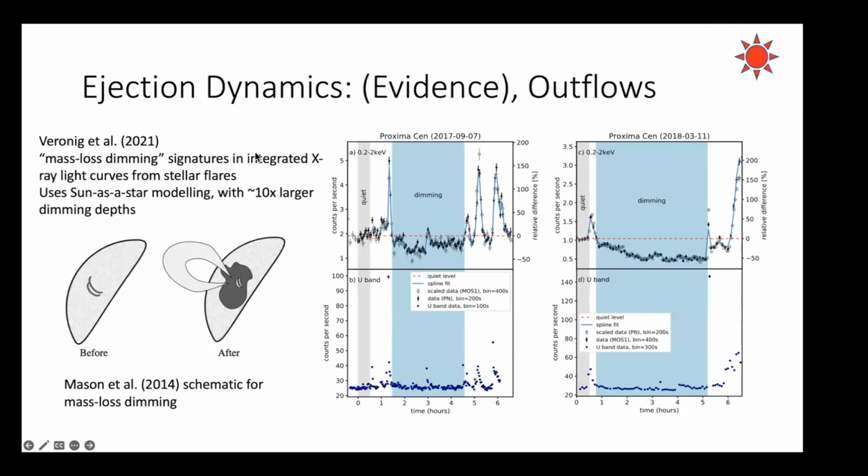There was a paper recently by Astrid Veronig looking for these so-called mass loss dimming signatures in integrated X-ray light curves from stellar flares. These are two examples from XMM observations of Proxima Centauri. The top panels show the X-ray light curve, the bottom panels show the U-band light curve, and they are interpreting the deficit in emission after these large flares, which can be up to 30 to 40%. That's 10 times larger than typical dimming depths on the sun. They're interpreting that as a signature of mass ejection on these stars.